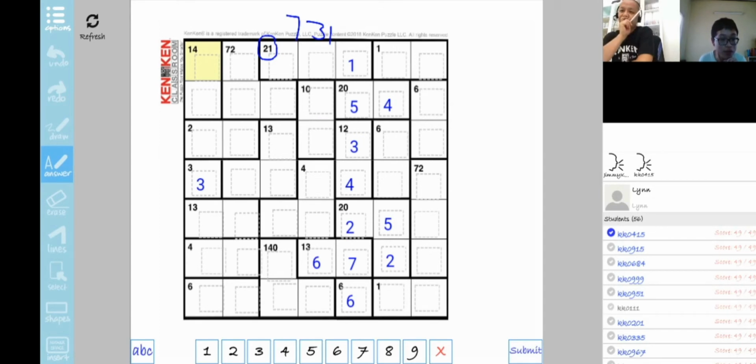And then for the 14 at the top left, it can only be multiplication. Since addition there is not enough, it cannot be 7 plus 7. So its multiplication is 7 and 2. And a 7 will be at the top row, so at the top left it will be a 2 and a 7. And then for this 13 is also can only be addition, so it's 6 and 7.